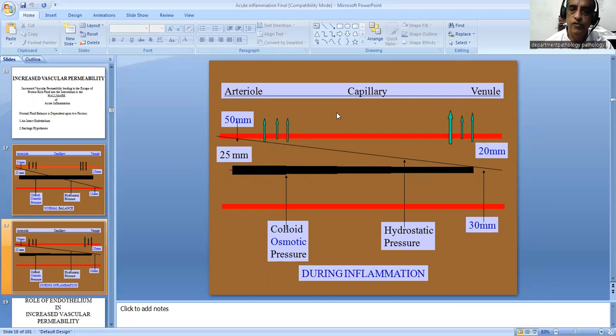So at both ends, the fluid is moving out, resulting in edema. So now after having seen all this, we again go back to the 5 cardinal signs, or rather the 4. Fifth is obvious that with all that going on with the 4 events taking place, there's going to be a loss of function. But the first is rubor.